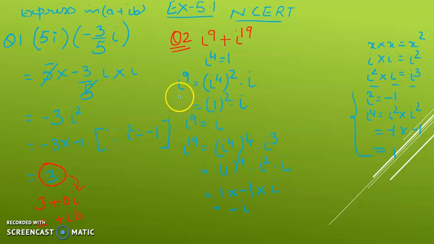So we got one value for i to the power 9 and one value for i to the power 19, and the question is saying addition, so we will add these. I plus minus i is equal to 0. How to express this in the form of A plus iB? You will write this as 0 plus 0i. In NCERT they leave it till here, but you express it in the form A plus iB, 0 plus 0i. Are you following, students?